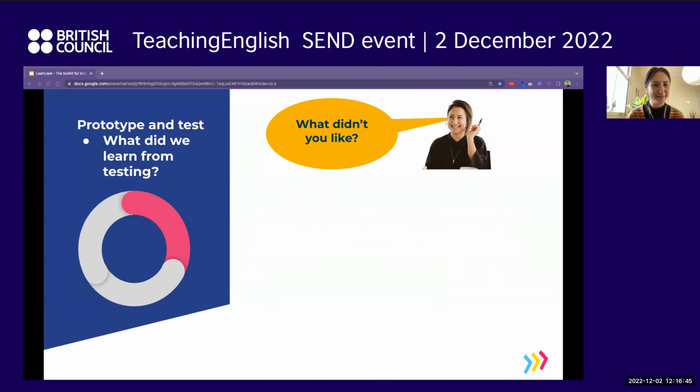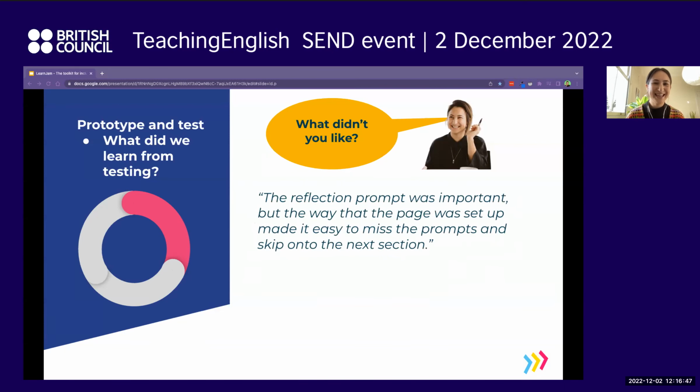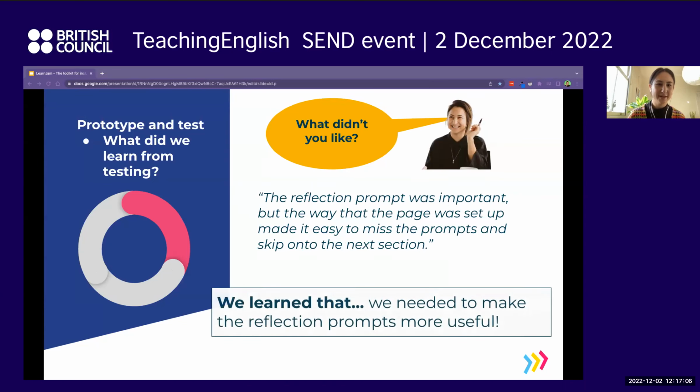I asked, what didn't you like? What do you not like? We were trying to ask teachers to reflect, but the way that we designed the reflection prompts wasn't working. Teachers said the reflection prompt was important, but the way that the page was set up made it easy to miss and skip to the next section. So the usability wasn't very good. We learned we needed to make them more useful.